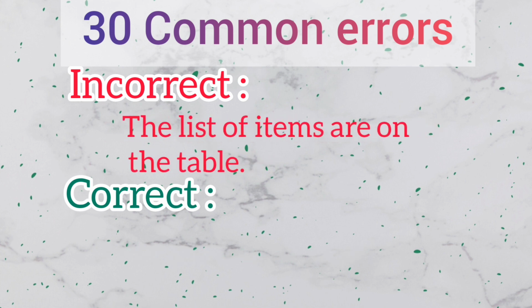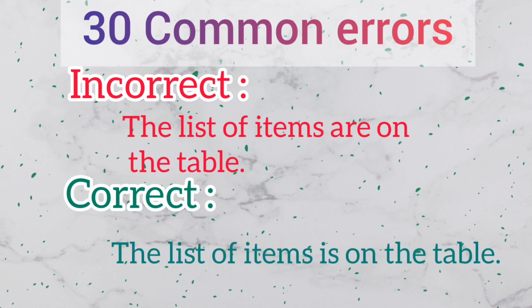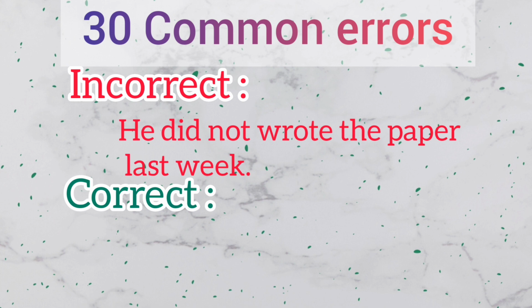Next one is "The list of items are on the table." The correct sentence is "The list of items is on the table." In the above sentence, the list of items is one singular list. Therefore, we should not use "are." We should use "is."